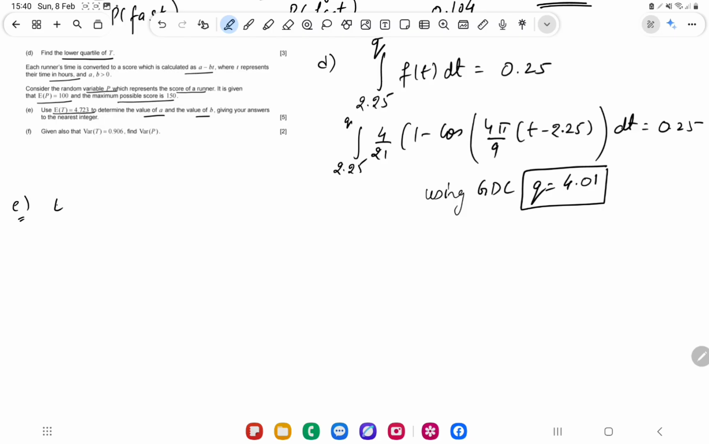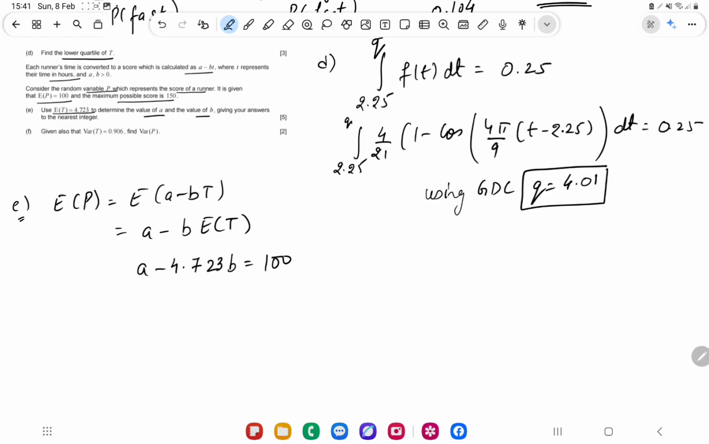Now to solve this, we will use the formula for E(P). We will use the formula, which is nothing but A minus B into E(T). This you can find out in your formula booklet. So I can write that A minus 4.72 into B is equal to 100, because E(P) was given to me as 100 in the question. So I got my first equation.